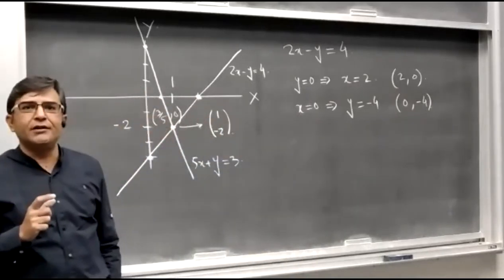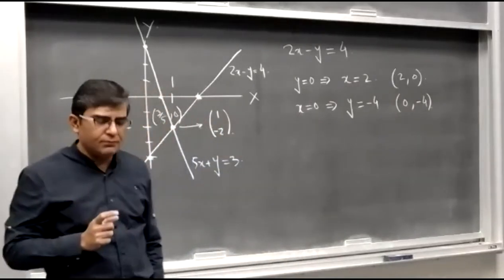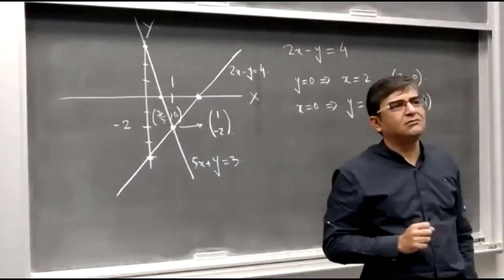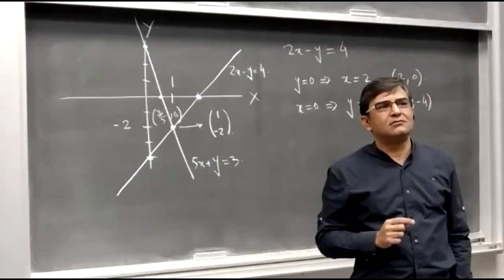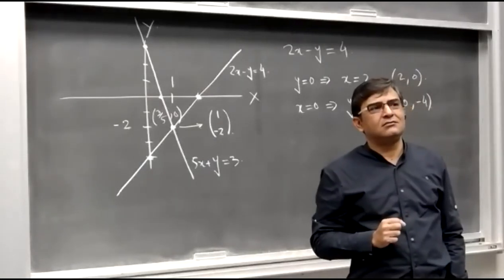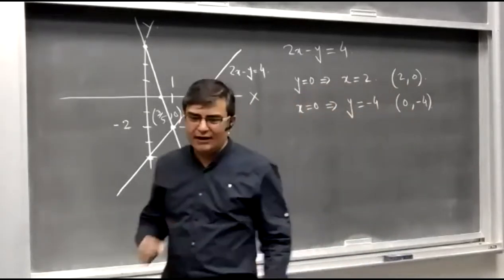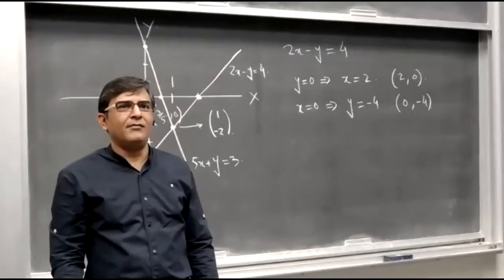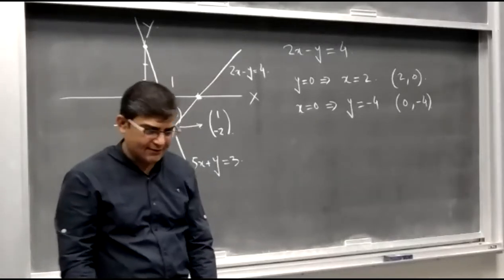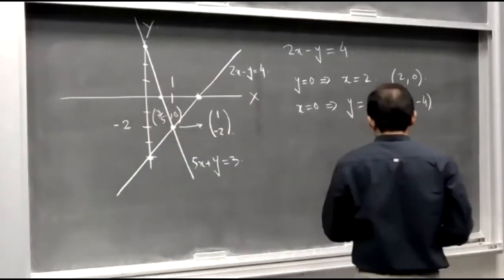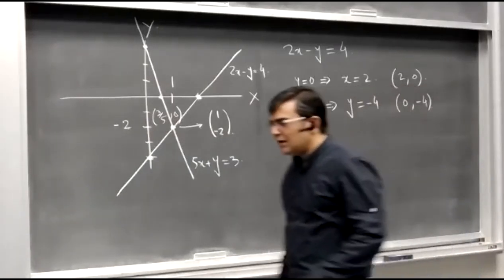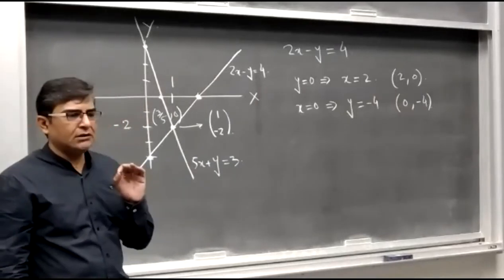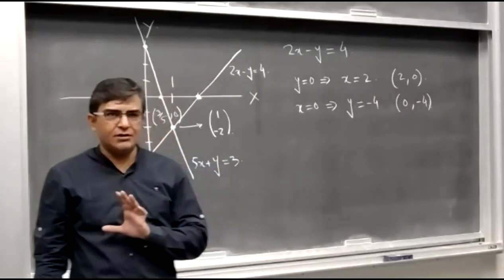I ask you a question. Are there any other possibilities of solutions? Yes, sir, there are. Yes, tell me. Sir, if these two lines are overlapping each other, then we can say there are infinitely many solutions. Yes. And other option? When the two lines are parallel, we say that there are no solutions at all. Yes. So, we have only three possibilities while solving linear equations in two unknowns and two equations.